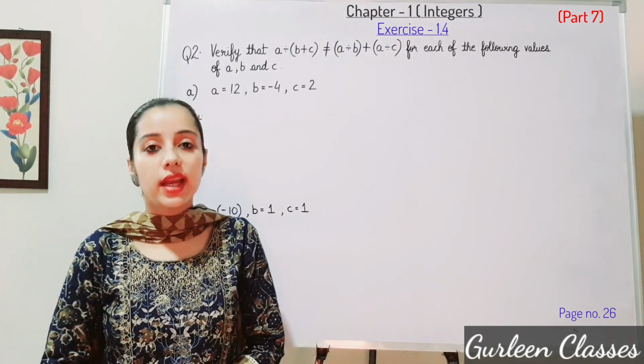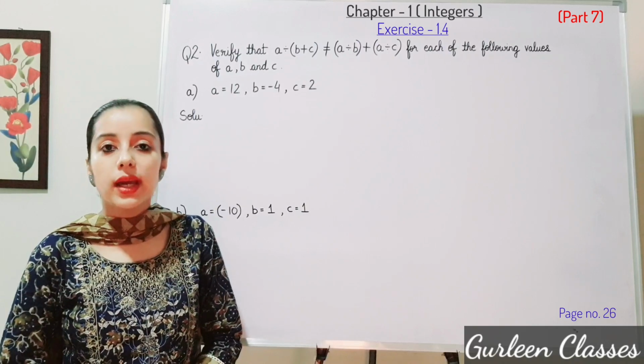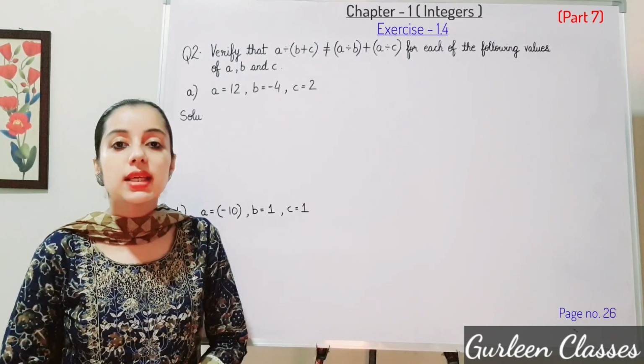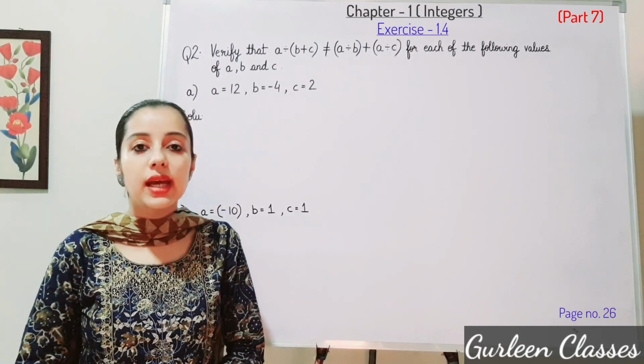Question number 2, verify that A divided by B plus C is not equal to A divided by B plus A divided by C for each of the following values of A, B and C.